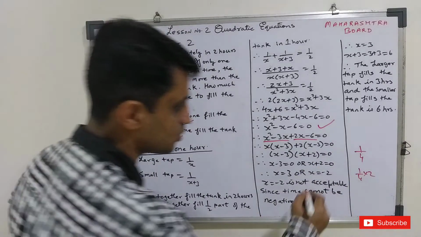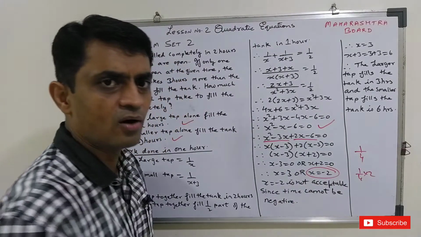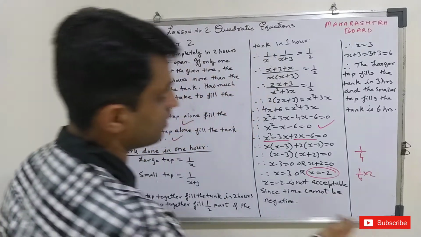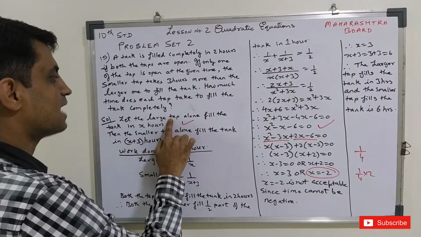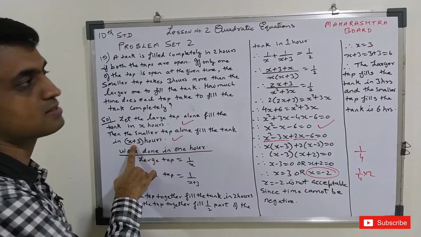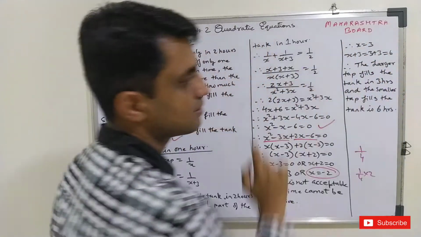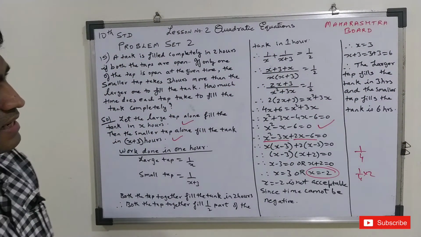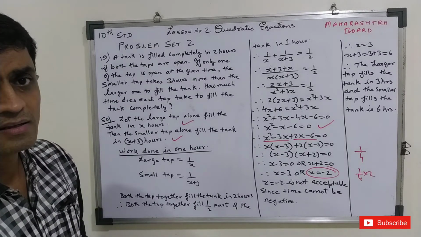Now x is equal to minus 2 is not acceptable. Why? Time cannot be negative. How can the time be negative? No, it is not possible. So since time cannot be negative, what is acceptable? x is equal to 3. x is for which tap? The larger tap. What is the smaller tap? x plus 3 means 3 plus 3, 6. It means the final answer: therefore, the larger tap fills the tank in 3 hours and the smaller tap fills the tank in 6 hours.